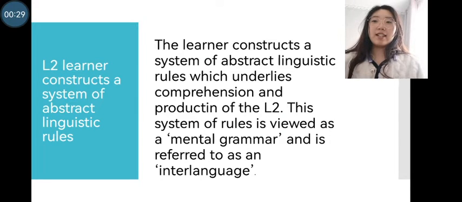Firstly, a second language learner constructs a system of abstract linguistic rules. The learner constructs a system of abstract linguistic rules, which analyze comprehension and production of the second language. This system of rules is viewed as a mental grammar and is referred to as an interlanguage.